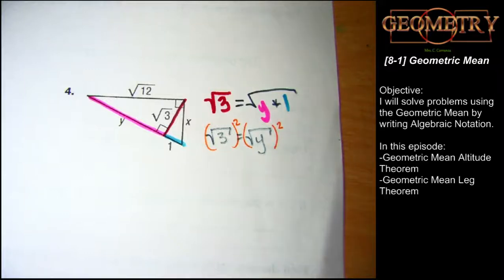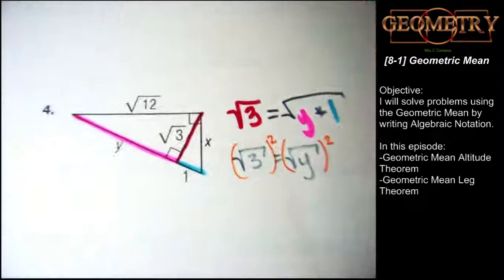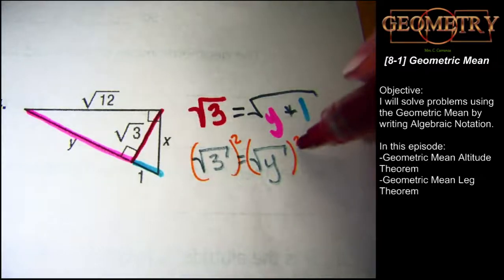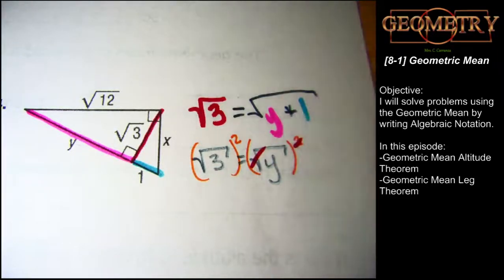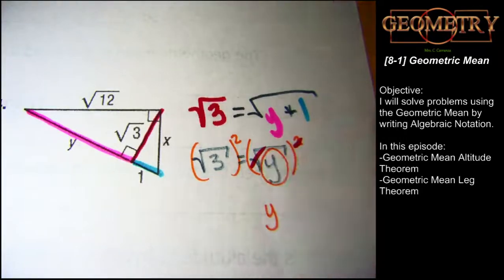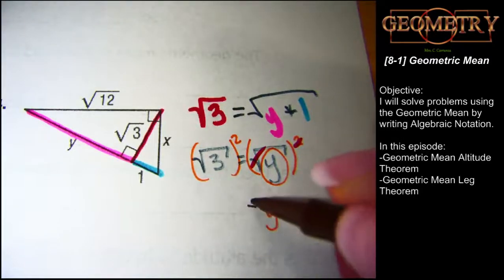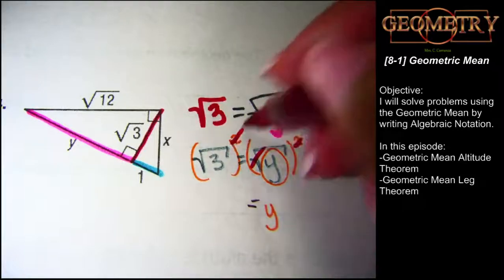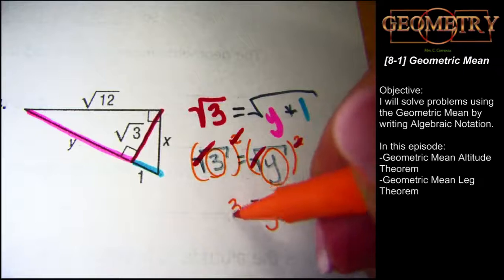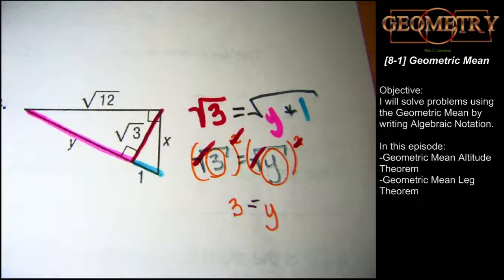Now, when I take the square power of a square root, they undo each other, which means this thing and this thing are going to go away, and so all that's left for me is that piece inside. And y equals 3. 3 equals 1. Whoa. Easier than yesterday?